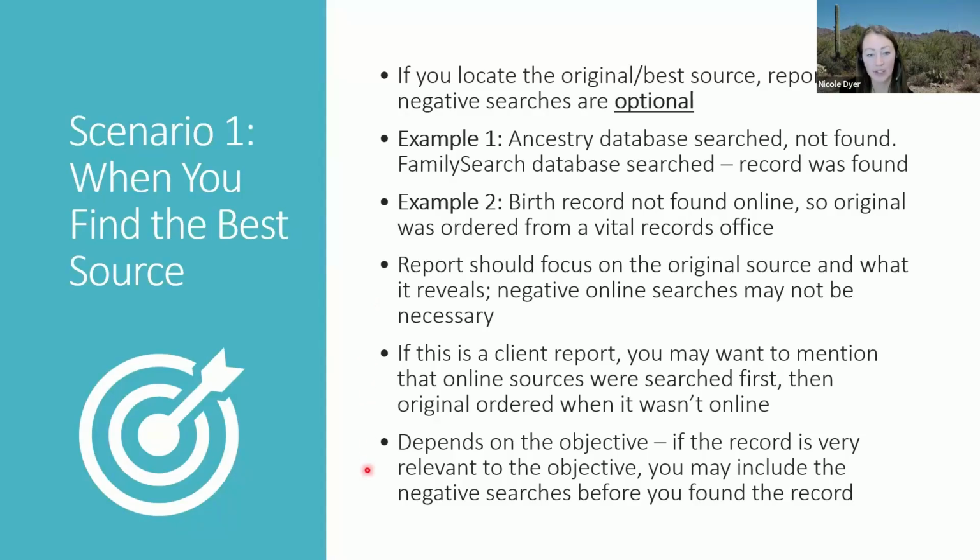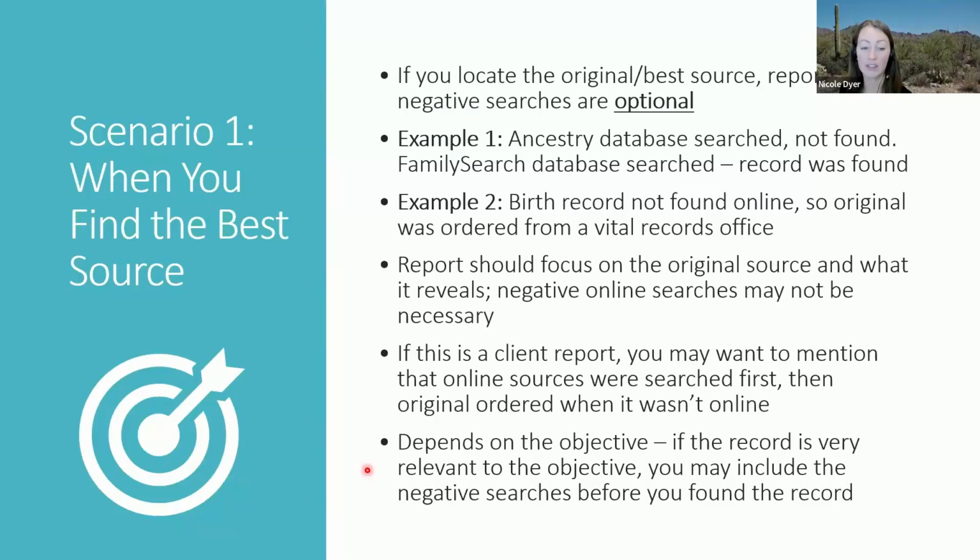And then depending on your objective, sometimes if that record is really relevant to the objective, you might want to include all the negative searches you did before you found the record, because maybe you just had 5 things on your research plan and you want to show that you spent the time to do those first 4 things, even though they were all negative. And then the fifth thing you looked for, you got the information.